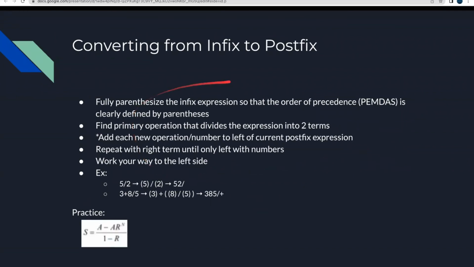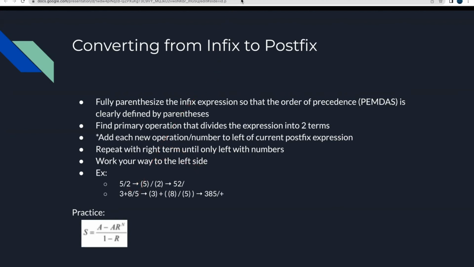All right, next, converting infix to postfix. You fully parenthesize the infix expression so that the order of precedence is clearly defined. This is the same first step as our last slide. And then you find the primary operation that divides the expression into 2 terms. Again, this is the same thing you do with prefix. The one thing that's kind of different this time is that you add each new operation or number to the left of the current postfix expression instead of the right. And then you repeat with the right term until you're left with numbers, and then you work your way to the left side. So the right and left are switched.